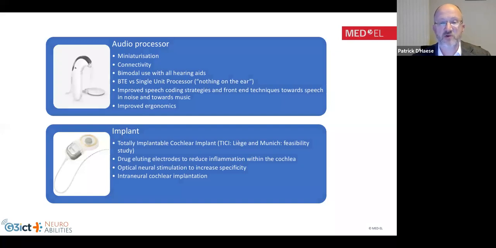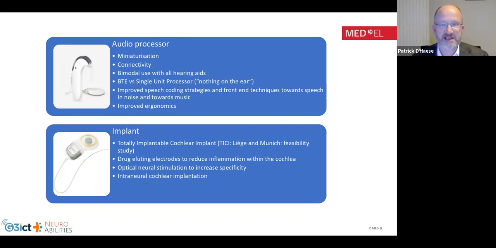Currently, cochlear implants work by electrical stimulation, but different research programs are also looking into optical neural stimulation. That would increase specificity, and by that you would have better results even for the users. Currently, it's also so that electrodes are placed in a specific spot in the cochlea itself, in the hearing organ, which is called the scala tympani. But we are also looking as a field into what is called intraneural cochlear implantation. So putting the electrodes in different positions in the cochlea and seeing whether you have better results like that.